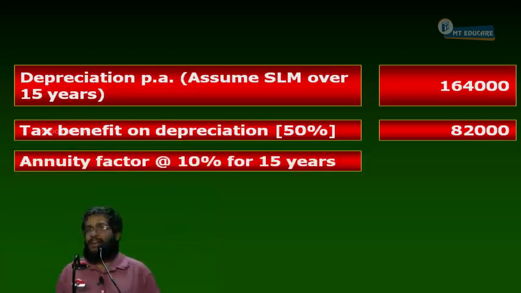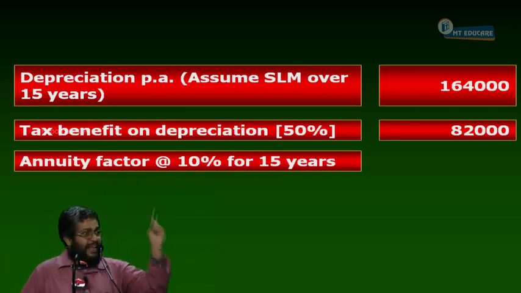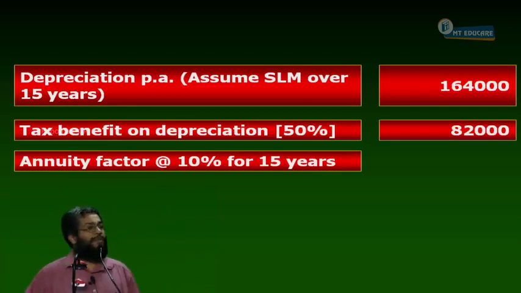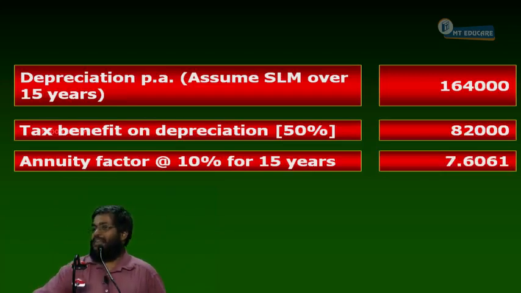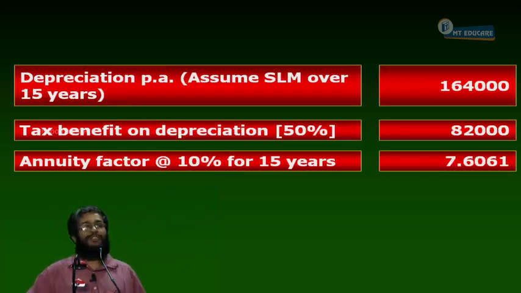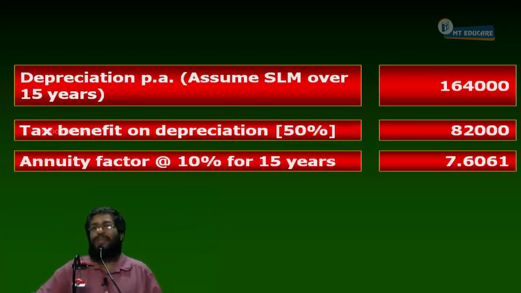Next is the annuity factor at 10% for 15 years. I will not put up the slide unless everybody takes a calculator and does the calculation at least once. Don't copy. 1 divided by 1.10, raised to 1 through 15, and take the grand total. The annuity factor is 7.6061.